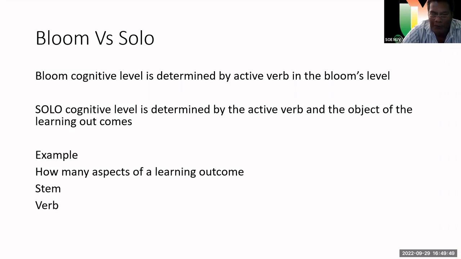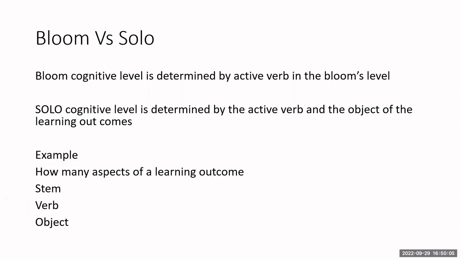Okay, so we have stem, verb, and object. There are three aspects of a learning outcome. You must remember. Whether you teach grade 20 or 30 or 40, 50, the stem is the root of the learning outcome.